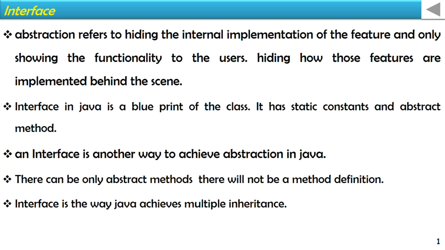The other thing is that all the methods will be purely abstract, so we are going to have only the method prototype rather than the method definition or method implementation. So there can only be abstract methods. There will not be any method definition right there. Interface is the way Java achieves multiple inheritance, since Java does not allow a class to inherit from two different classes within the same level. We have multi-level inheritance, but within the same level it inherits from only a single superclass. But Java applies multiple inheritance through interfaces.